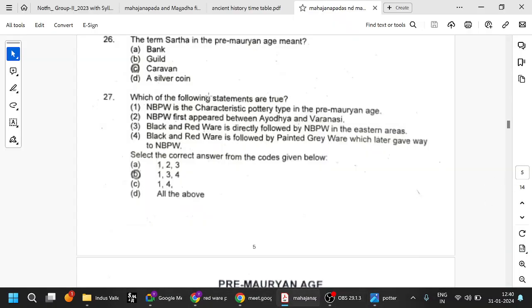Okay, so let us look at the question. Northern black polished ware is the characteristic pottery of which type? It is the characteristic pottery type in the pre-Mauryan age. Pre-Maurya and Maurya we've seen NBPW, so that is correct. It first appeared between Ayodhya and Varanasi. I don't think it is correct because Ayodhya and Varanasi is not right. Black and red ware is directly followed by NBPW in the eastern areas, which is correct.